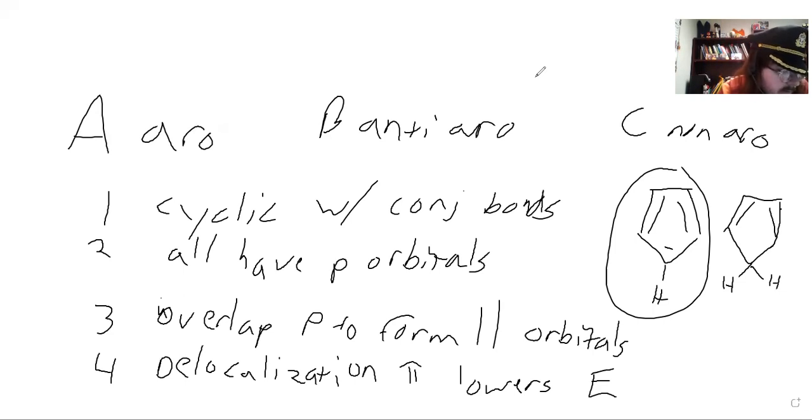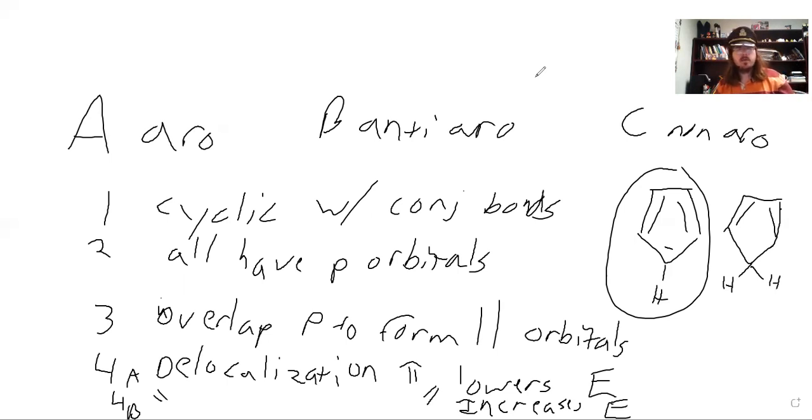To be anti-aromatic, we follow all the same rules except rule four, which is 4a, 4b. The delocalization of pi electrons increases energy. So it actually is better to be non-aromatic than anti-aromatic, because anti-aromaticity destabilizes the system. And here's the hard thing: a lot of things that you might predict to be anti-aromatic, if they're large enough, will force themselves out of planarity to get rid of their anti-aromaticity. It lowers the energy to be non-aromatic.